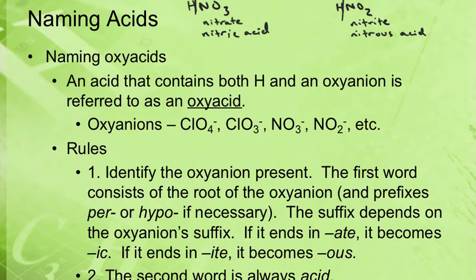Okay, notice there is no prefix here for hydro. A lot of times students will write something like hydronitric acid. Don't do that, right? Hydro is just for binary naming, okay? For oxyacids, you use the root of the ion and then change the -ate to -ic or -ite to -us.